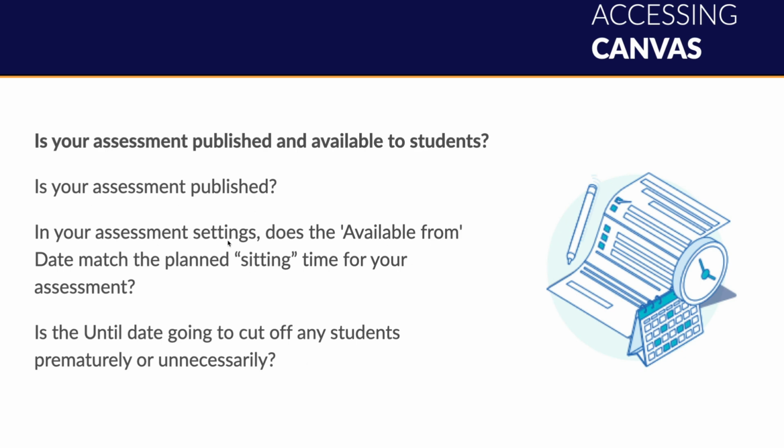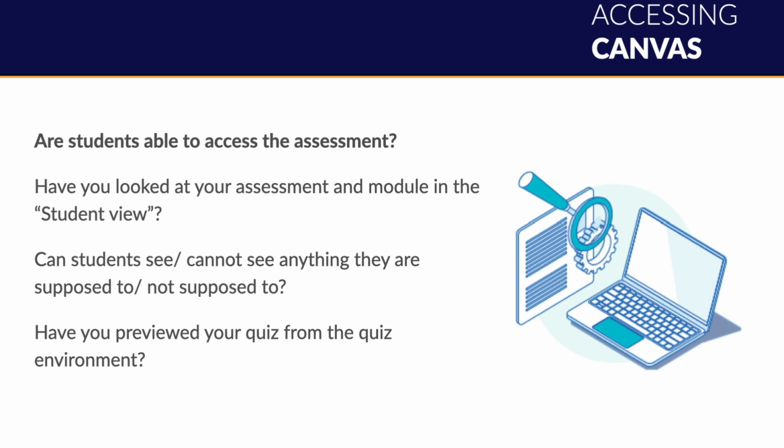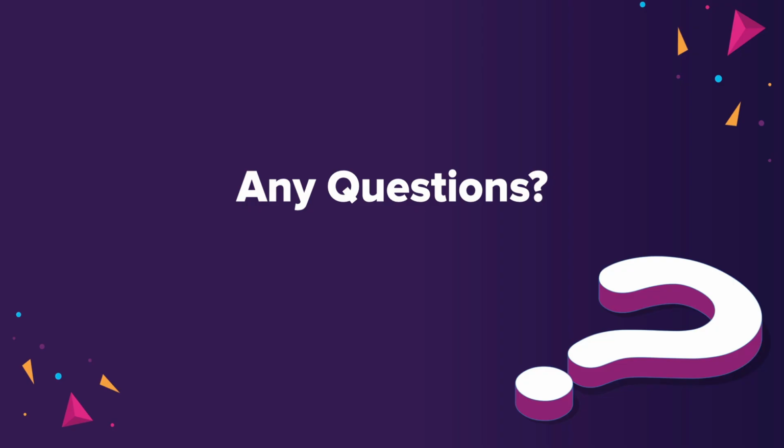Making sure also that in your assessment settings the available from option matches the planned sitting time for your assessment. And is the until date going to cut off any students prematurely or unnecessarily? So that's really about checking the available from and until dates. And as I mentioned there, looking at the assessment in the module from student view is a really quick way to make sure that everything is set up correctly. Can the students see anything that they're not supposed to? And have you previewed the quiz from the quiz environment? So again, doing all that in student view, that's really, really important.